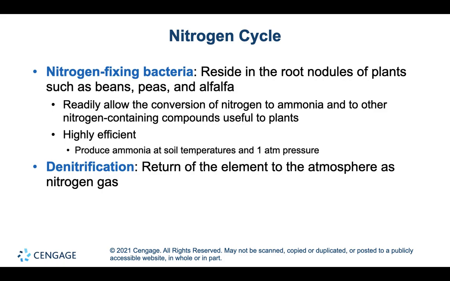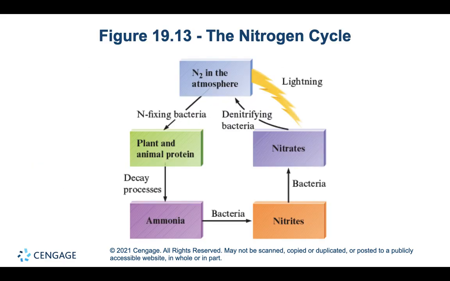Denitrification is when that nitrogen returns to the atmosphere as N2 gas. You lose that nitrogen compound and you return it to the atmosphere as nitrogen gas. That's called denitrification. So the nitrogen cycle is the cycle that makes nitrogen compounds naturally.